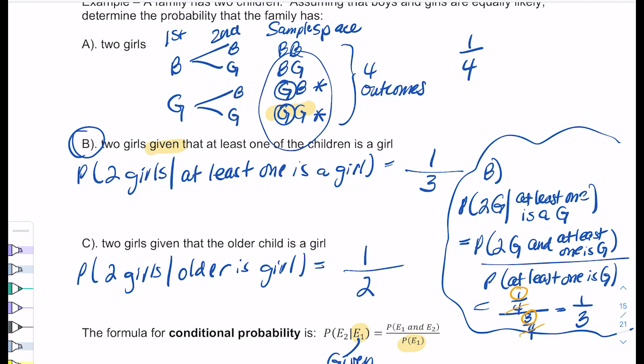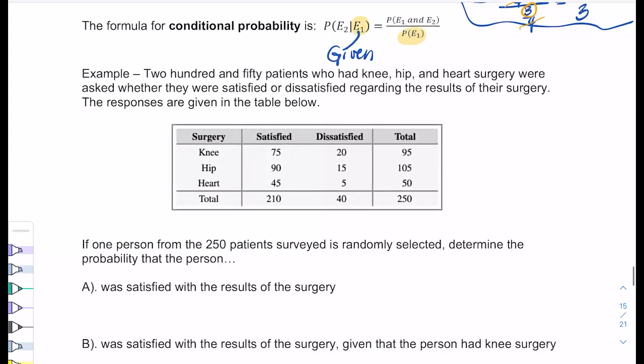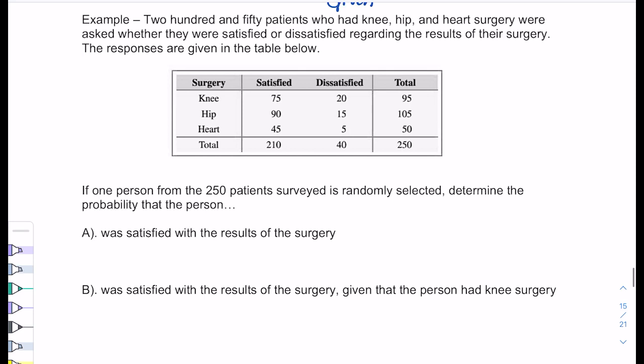Okay, I know you need some more examples, so let's look at some other ones. So here's a table. It says 250 patients who had knee, hip, and heart surgery were asked whether they were satisfied or dissatisfied regarding the results of their surgery. The responses are given in the table below. If one person from the 250 patients surveyed is randomly selected, determine the probability that the person was satisfied with the results of the surgery.